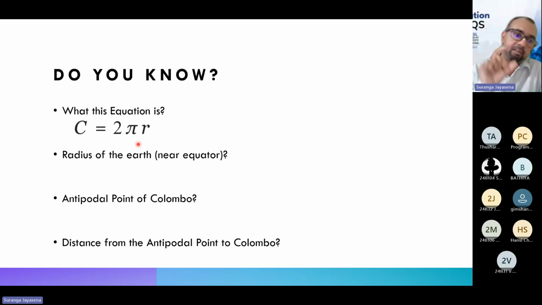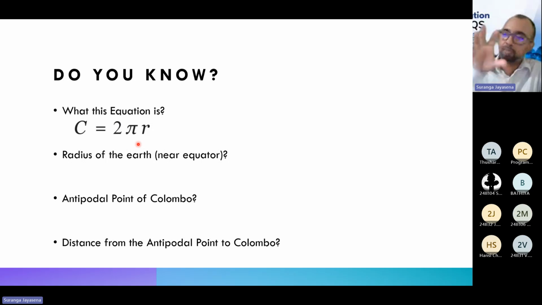Only thing is R. R is a radius, and from one circle to another circle, it can be different, right? We say it varies. It can be different from circle to circle. So based on that radius, we have a different circumference, right?